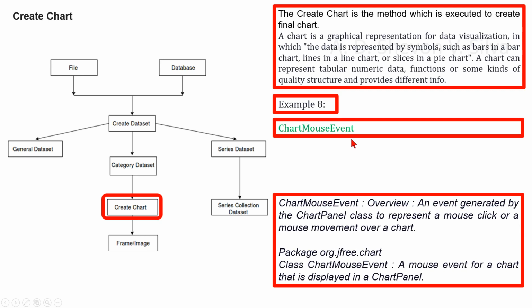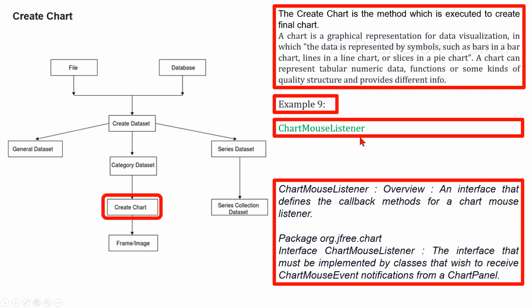Overview of ChartMouseEvent. An event generated by the ChartPanel class to represent a mouse click or a mouse movement over a chart. Class ChartMouseEvent in package org.jfree.chart. The mouse event for a chart that is displayed in the ChartPanel. These events are passed to listeners via the ChartMouseListener interface.